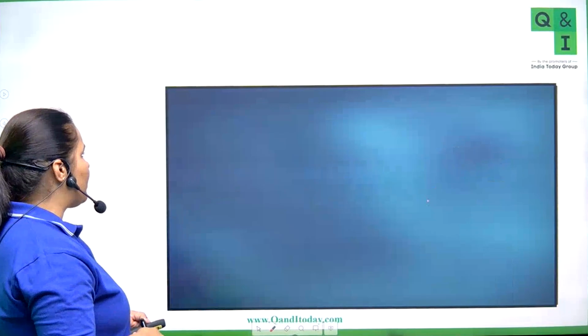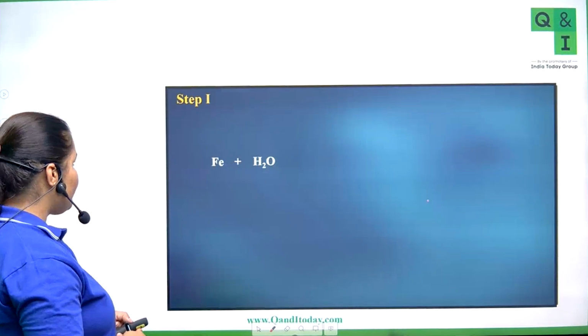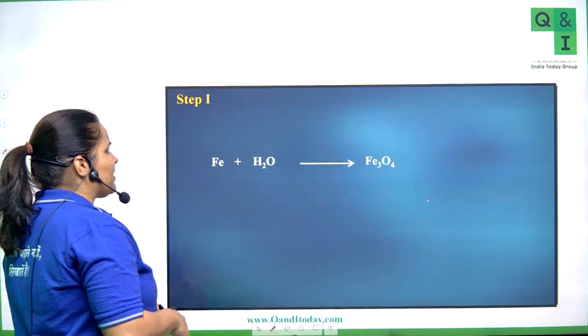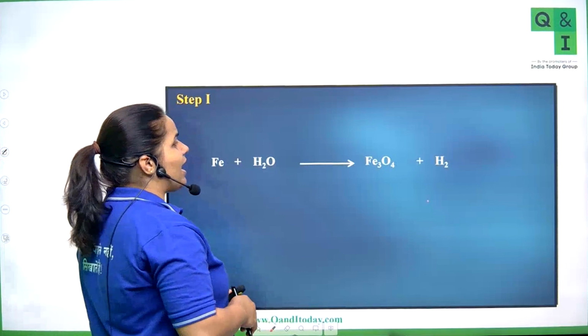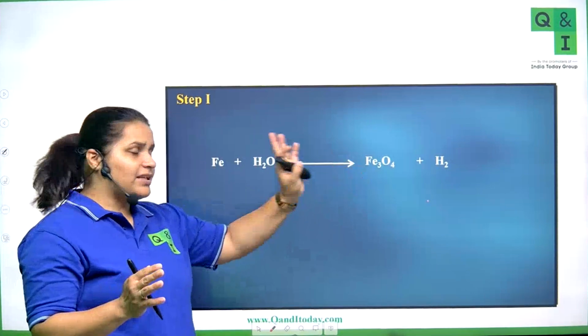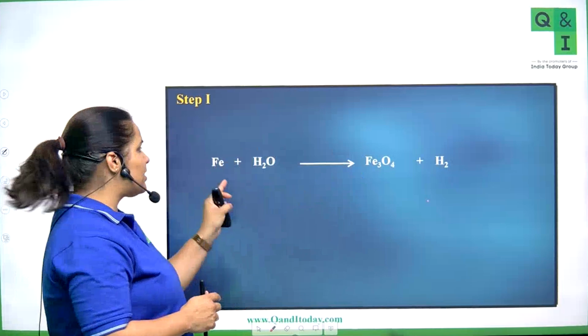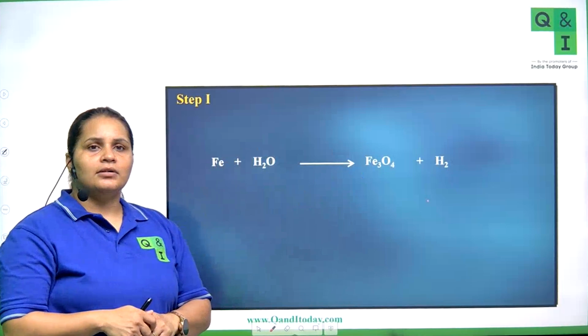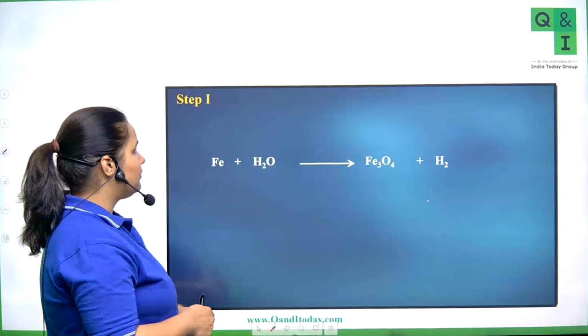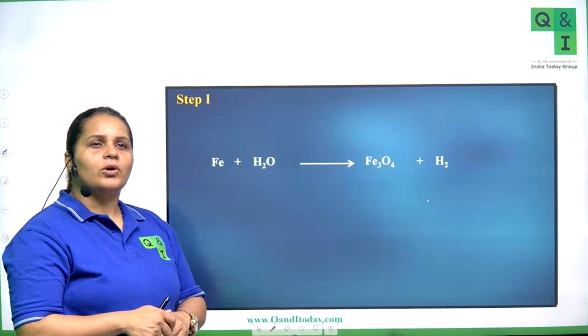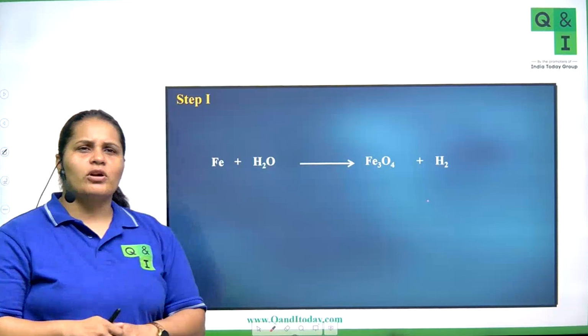Okay, let's pick up another equation here. I have Fe plus H2O gives Fe3O4 plus H2. That is the equation. Do you think this is a balanced equation? No, ma'am. Yes or no? No. Which element is not balanced here?